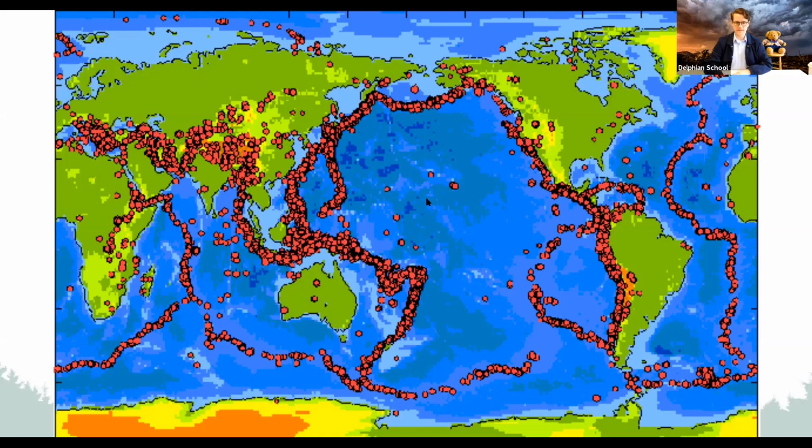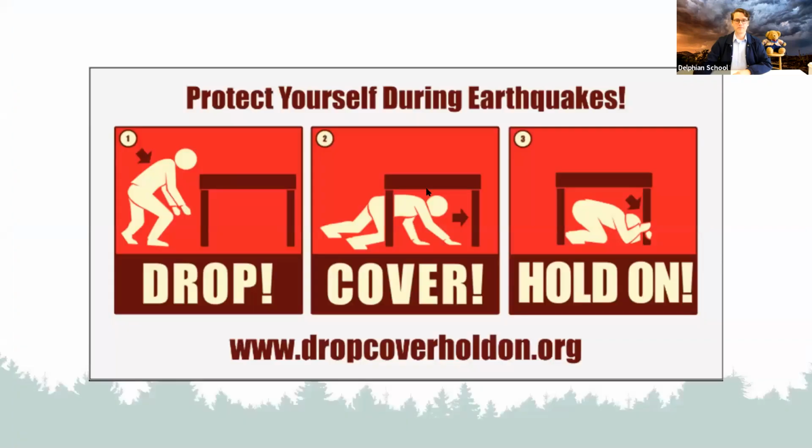All right, let's see. So, as we talked about in the course pack just now, and this is just a graphic that takes it into less words. Drop, cover, hold on. So when you're on fire, you stop, drop, and roll. In an earthquake, you drop, you get under cover, and you hold on to that cover.